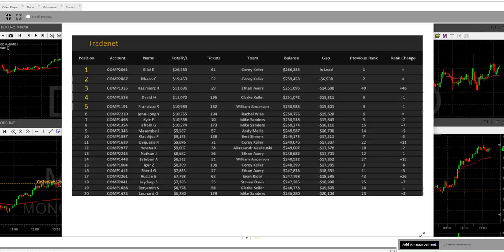Bilal's been in the lead for quite some time. We don't know what type of move it's going to take to dethrone any one of the top 5 here. But we've just had an insane battle now of positions number 20 through 3. You can see here, take a look at Kazmiris. Previous rank 49th, now rank number 3. Which just had a crazy day. We'll go over some of his trades today. I think it's been a battle.